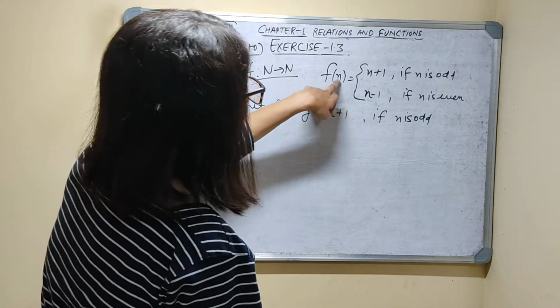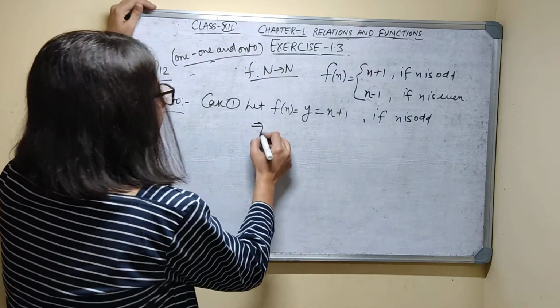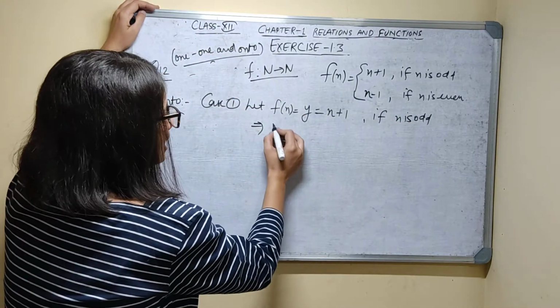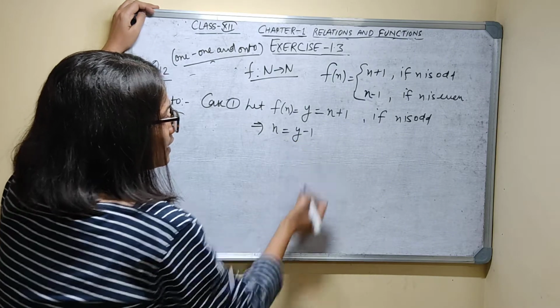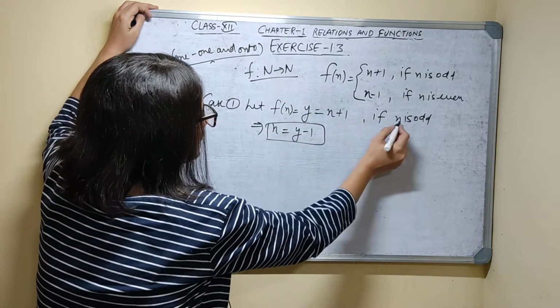Let y is equal to n plus 1. First I am taking this function, if n is odd. So what will be the value of n? It will be y minus 1. n is equal to y minus 1. But you know here n is odd.